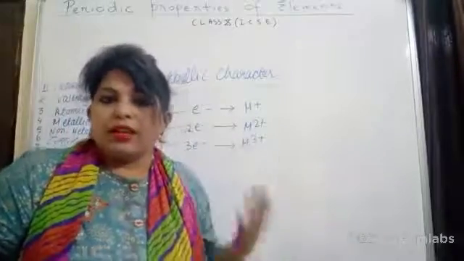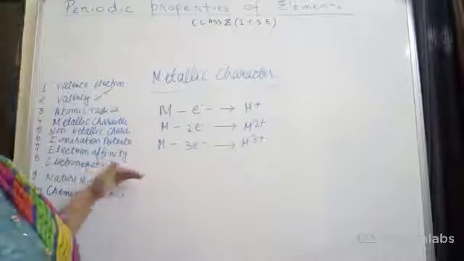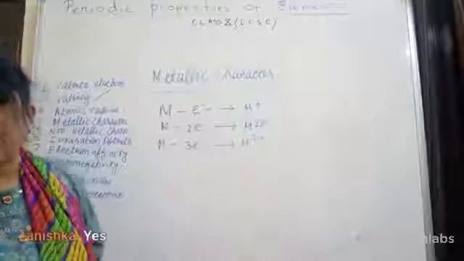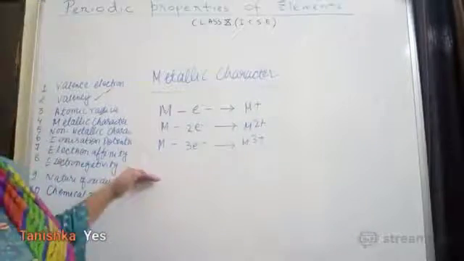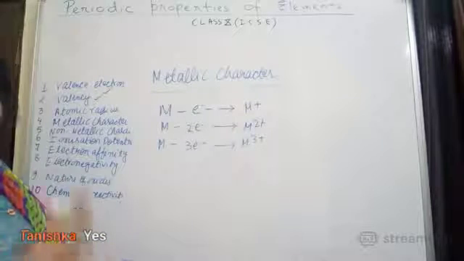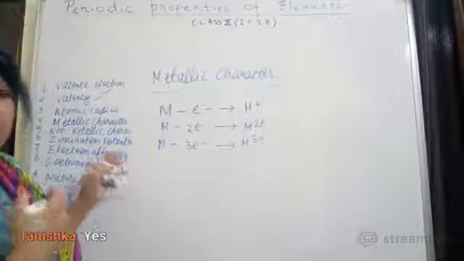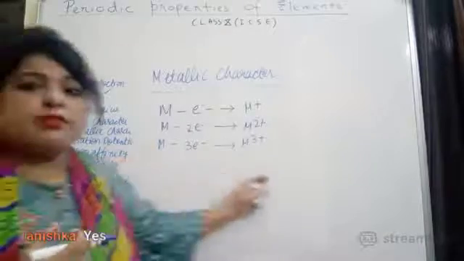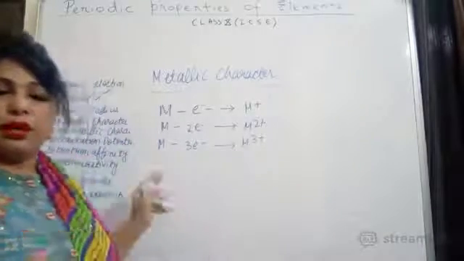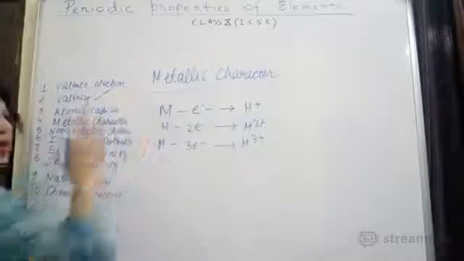So obviously, you can easily find out that when you move from left to right, metallic character will decrease because we are moving from metal towards non-metals. Clear? And non-metallic character increases when you move from left to right across a period, right? So now metallic character we have understood.